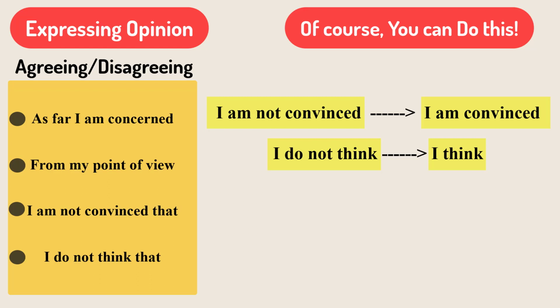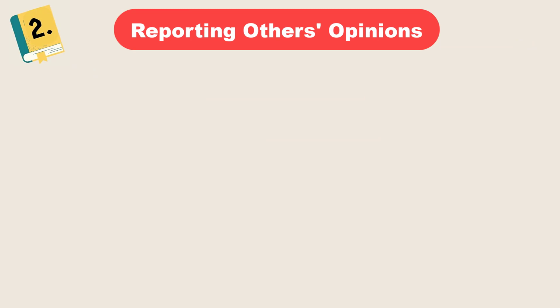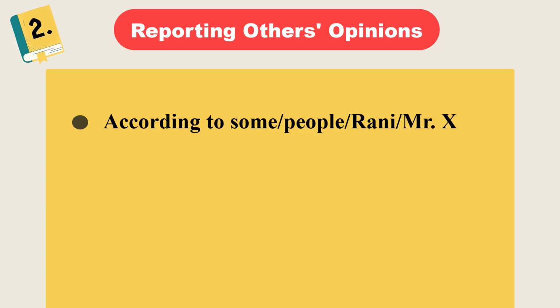How do you report others' opinions? This is simple. See, when you are about to quote someone else's opinion in your writing, and when you don't know whom to quote or don't wish to name a particular person or a group, you use these options without names. You can use names if you have names. These things are pretty much self explanatory. According to, that means according to somebody, or according to some, or according to some people. We'll look at some examples.